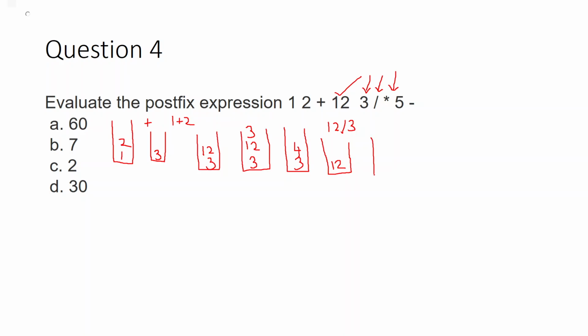Then 5. That is an operand, so we can push it into the stack. Then subtraction. So we need to pop 2 values from the stack. 5 minus 12. The result is 7. So the answer is 7.